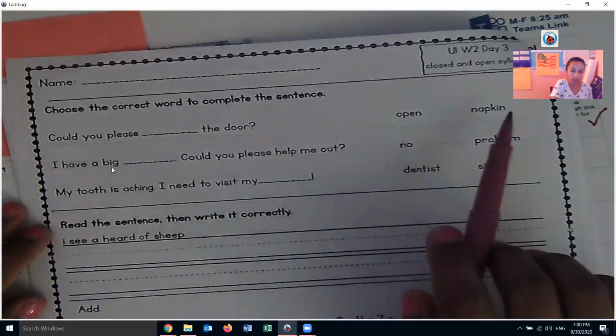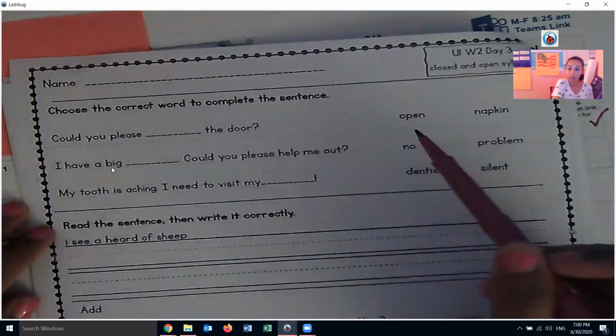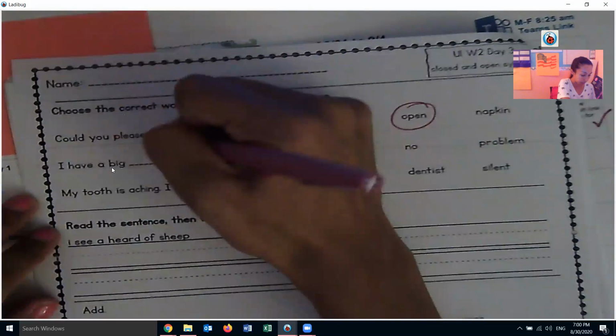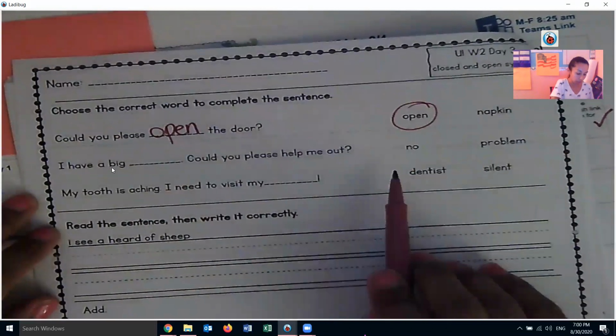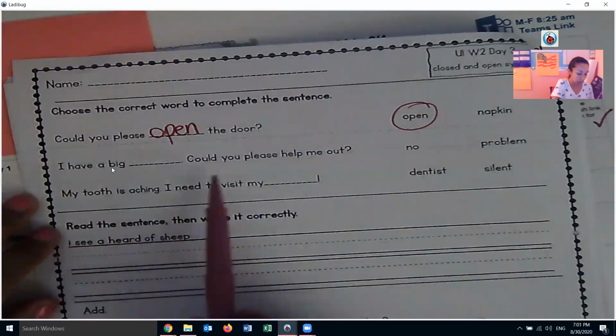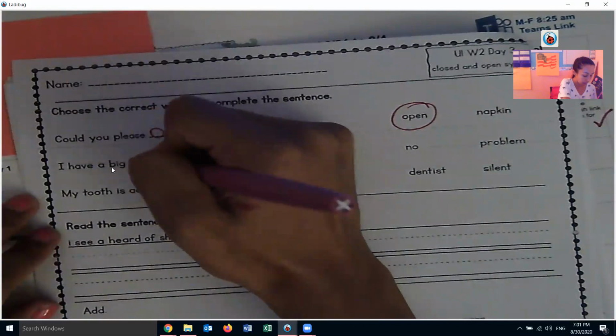So we have open, napkin. Could you please, the door? Open, I think makes more sense there, right? Not napkin, open. We have now, no and problem. I have a big, could you please help me out? I have a big problem, not a big no.